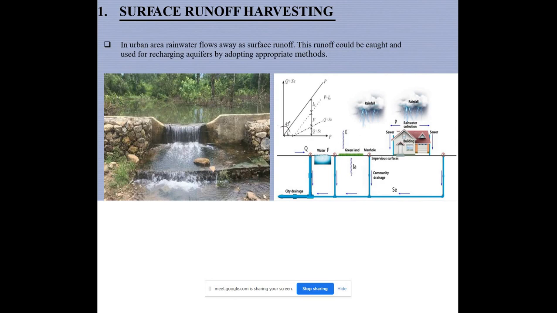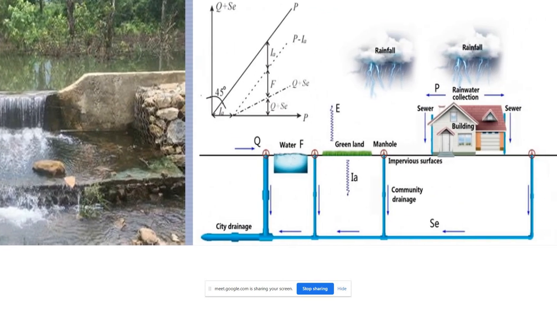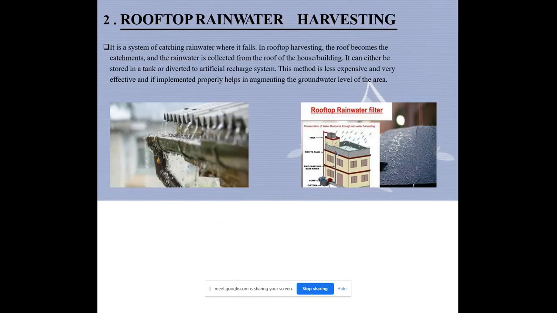Disadvantages of rainwater harvesting system: regular maintenance required. Requires some technical skills for installation. Unpredictable rainfall. Storage limits. Methods of rainwater harvesting system. Broadly, there are two types of rainwater harvesting system. First is surface runoff harvesting, and second is rooftop rainwater harvesting.